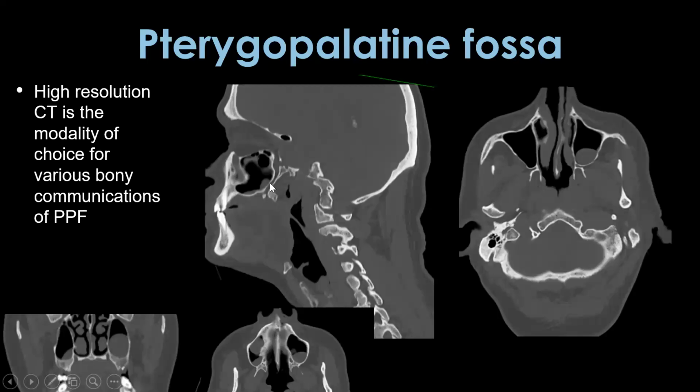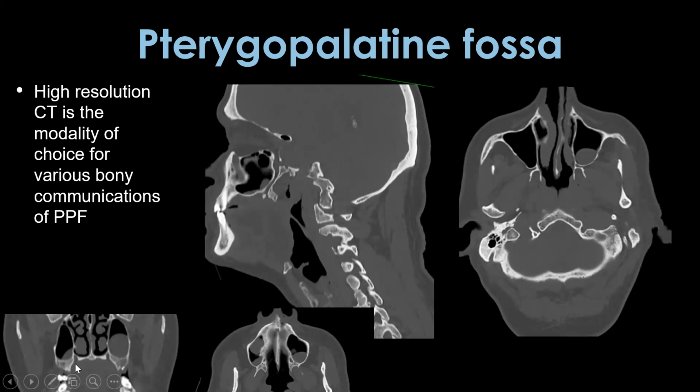If I go higher up along this canal, that is the greater palatine canal, and this teardrop-shaped structure, a fat-containing area, is the pterygopalatine fossa. When we see any upper alveolus lesion which is probably involving the greater palatine foramen, we have to look higher up to see if it is spreading higher up and then going into the intracranial compartments.